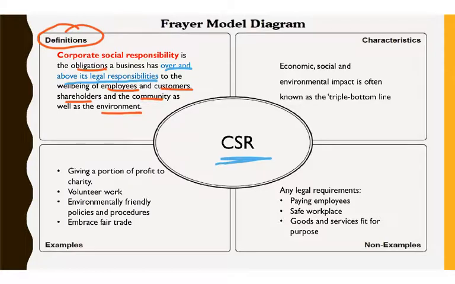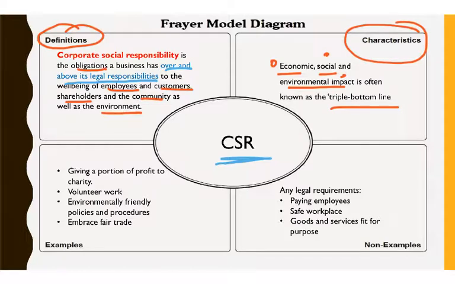So to specify that, I'm going to look at the characteristics. Whenever you mention CSR, you must mention what's known as the triple bottom line. So it's to do with economic, social, and environmental impact. A business needs to make sure it goes over its obligations above and beyond its legal responsibilities, focusing on economic, social, and environmental impact, or abbreviated to the triple bottom line.